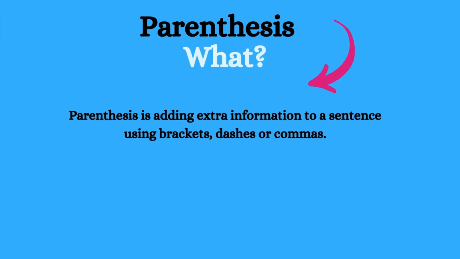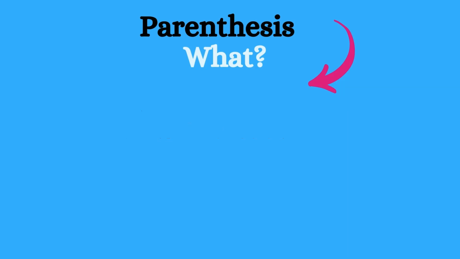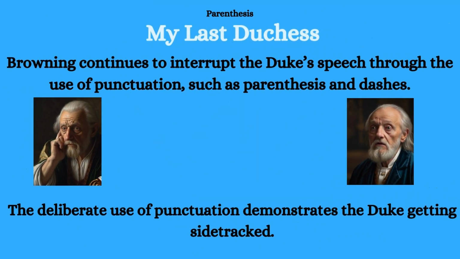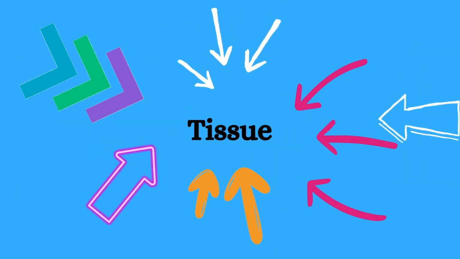Our 5th literary device to explore is parenthesis. Parenthesis is used to add extra information through the use of brackets, dashes, or commas. Browning uses dashes throughout the poem to demonstrate the Duke getting sidetracked within his own monologue. Parenthesis is also used in the poem Tissue.